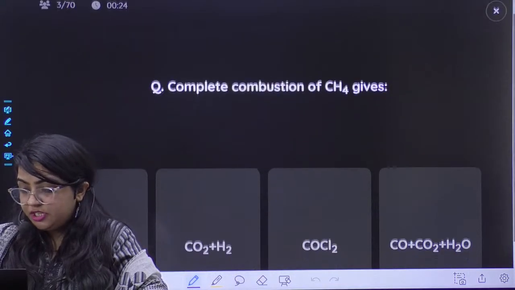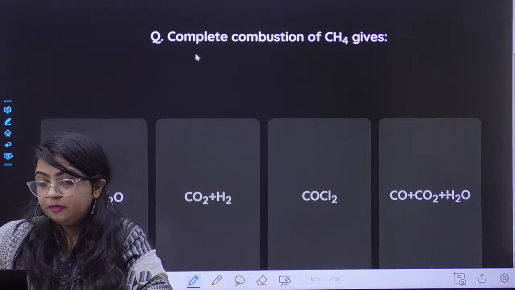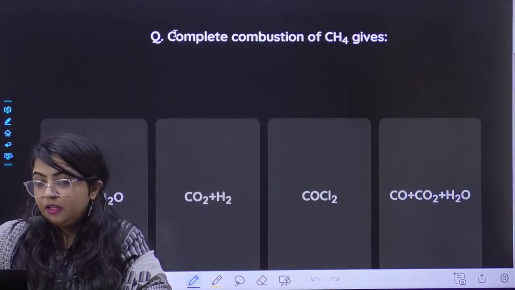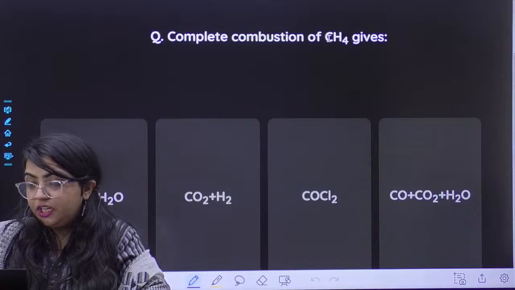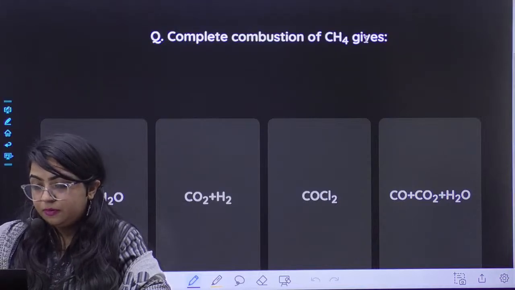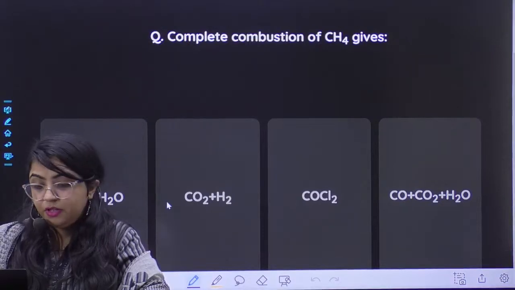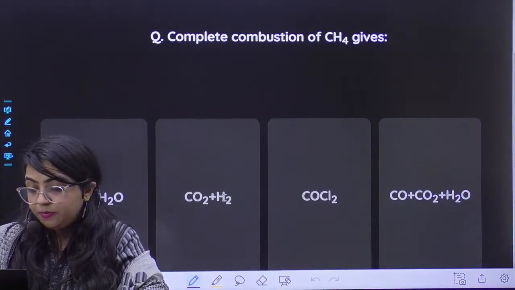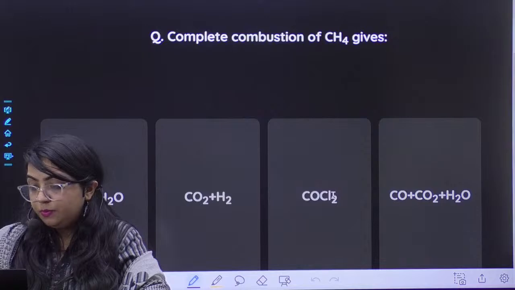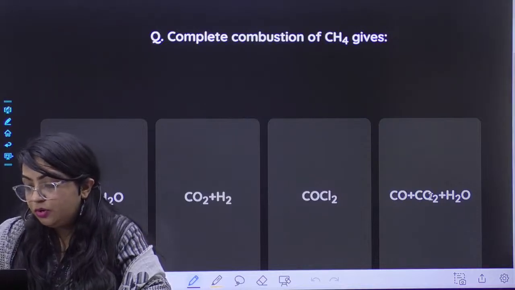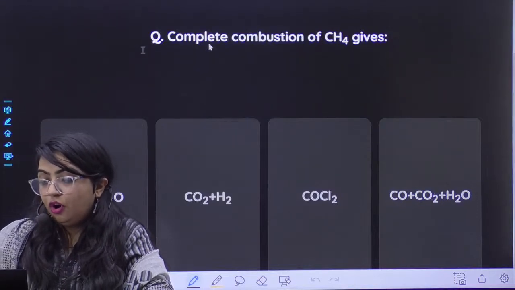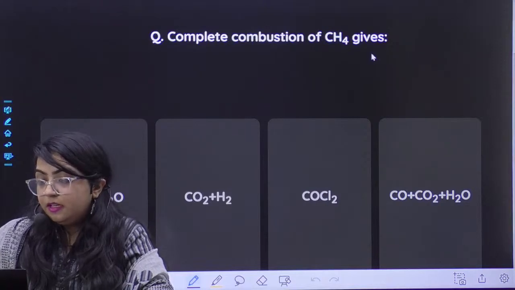I hope this question is visible on your screen. Complete combustion of CH4, that is methane, gives: CO2 and H2O, CO2 and H2, COCl2, CO plus CO2 and H2O. All these are the four options.